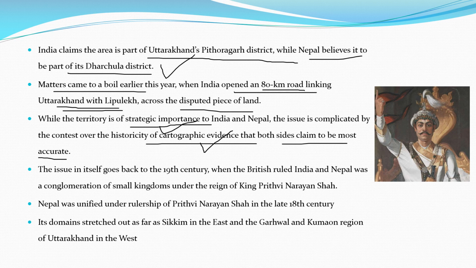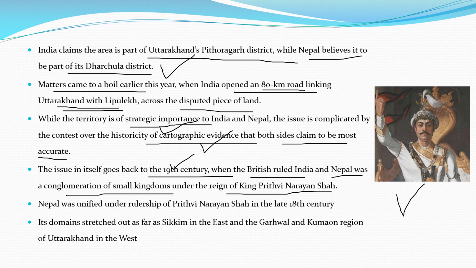The issue itself goes back to the 19th century. Early 19th century, when the Britishers ruled India, and Nepal was a conglomeration of small kingdoms under the reign of King Prithvi Narayan Shah. So here is the picture of King Prithvi Narayan Shah, and Nepal was like a conglomeration of small kingdoms.